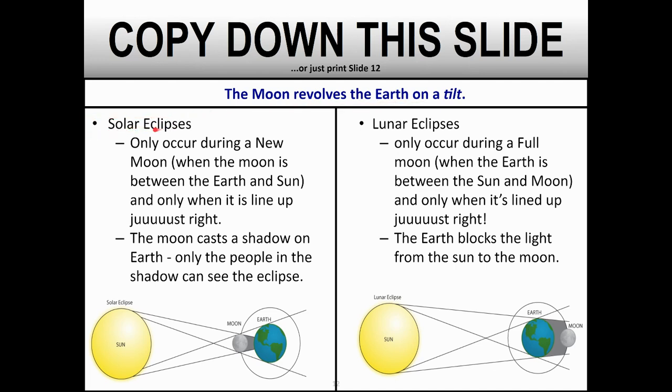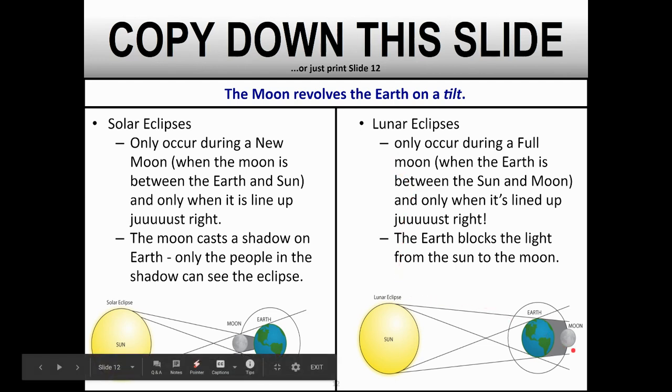Then I want you to write down solar eclipses along with these two bullet points. Remember that it only occurs during a new moon when the moon is between the Earth and the sun, and it only happens when it's lined up just right. Only the people in the shadow of the moon can actually see any part of the eclipse, and you have to be in the tiny, darkest part of the shadow to see a total solar eclipse. For a lunar eclipse, again, it only occurs during a full moon when it's lined up just right. And then the Earth is actually blocking the light from the sun to the moon, and the light reflecting off the particles in the atmosphere is what makes the moon look red.